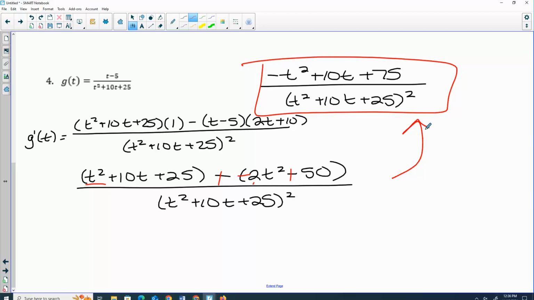This negative is. I did it, my answer had a negative, I just didn't realize how I got there. Oh, okay. My work didn't have a negative in it. Gotcha.